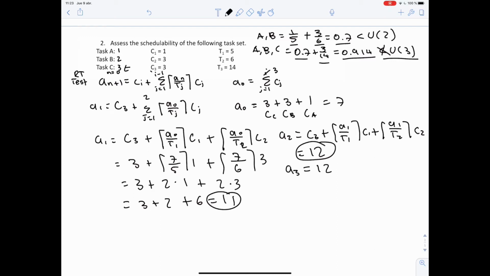So now that we know that it matches, we check if it's less than the period of the task we're calculating this for. Period is 14, so this means that task 3 is schedulable. Task C is schedulable.